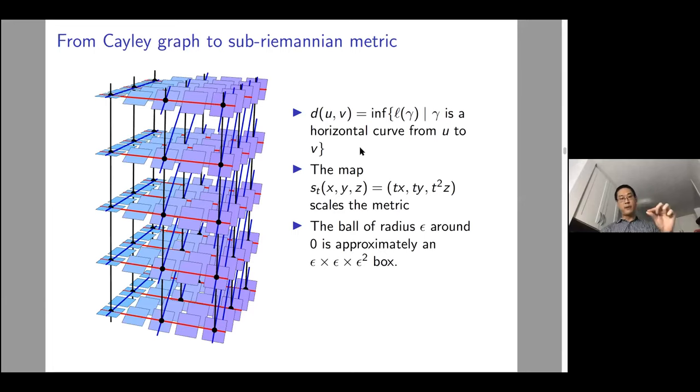Just knowing that scaling tells you a lot about the metric. For example, if I start at the identity and I look at the ball of radius 1, that's going to be some open set around the identity. Let's say it's roughly a 1 by 1 by 1 box. If I then take that ball of radius 1 and rescale it by a factor of epsilon, that scales the metric by a factor of epsilon. So it's going to send the ball of radius 1 to the ball of radius epsilon. And so the ball of radius epsilon is going to be approximately an epsilon by epsilon by epsilon squared box. The height is always going to be the square of the width and the depth. And similarly, this scaling lets me estimate the metric. You can get the estimate that the distance from the identity to the point (x, y, z) is roughly the norm of the x coordinate plus the norm of the y coordinate plus the square root of the norm of the z coordinate. Okay so far?